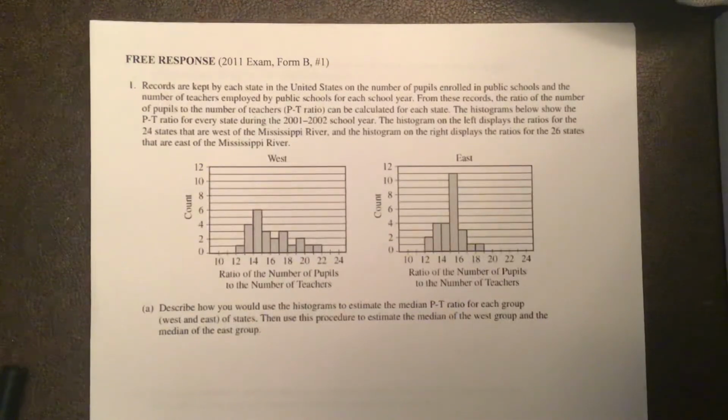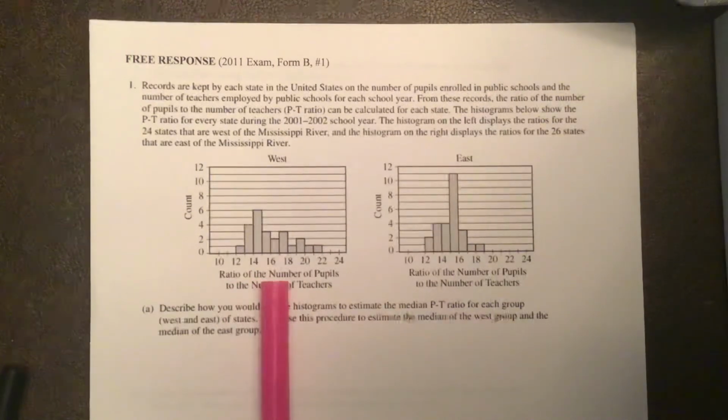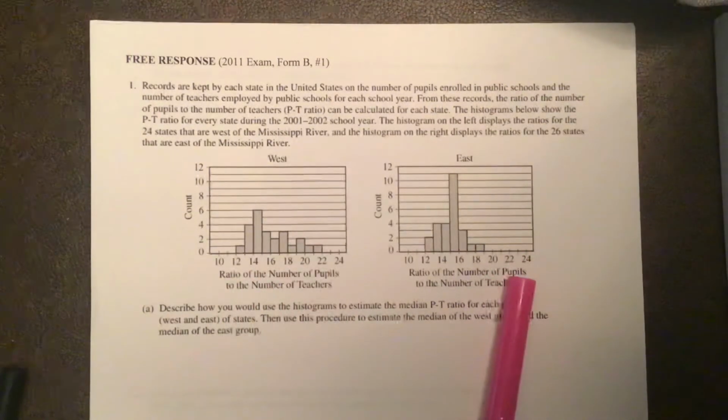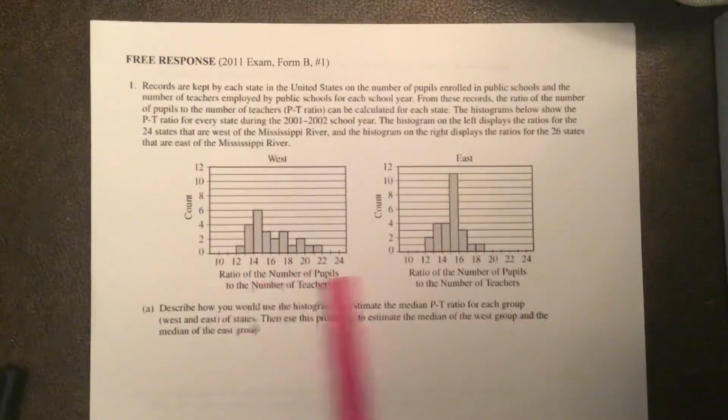The histogram on the left displays the ratios for the 24 states that are west of the Mississippi River, and the histogram on the right displays the ratios for the 26 states that are east of the Mississippi River. So you can see they give you the two histograms here.